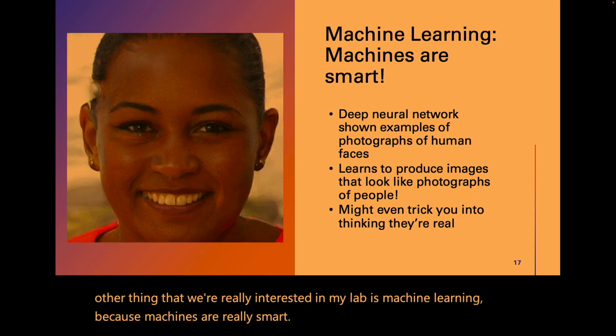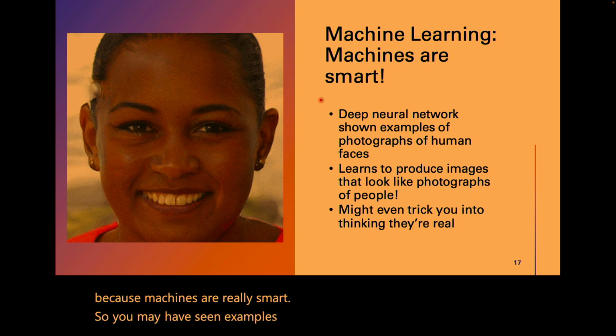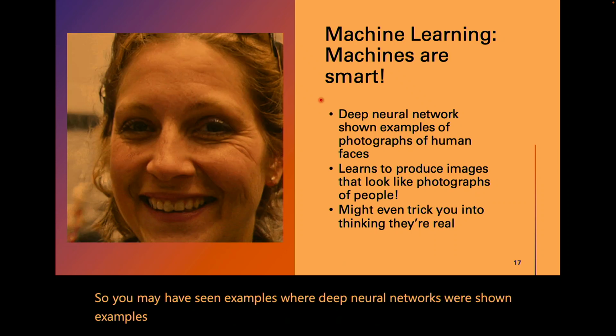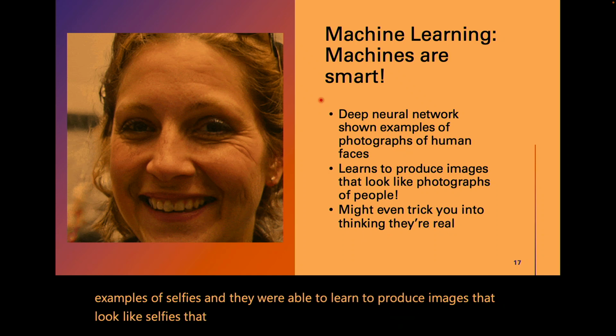So you may have seen examples where deep neural networks were shown examples of selfies, and they were able to learn to produce images that look like selfies that might even trick you into thinking they're real.